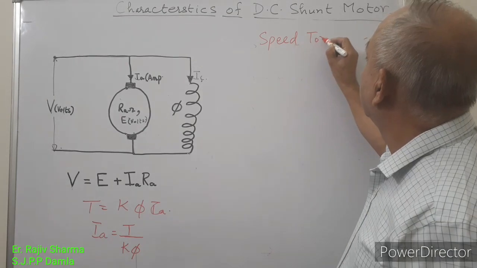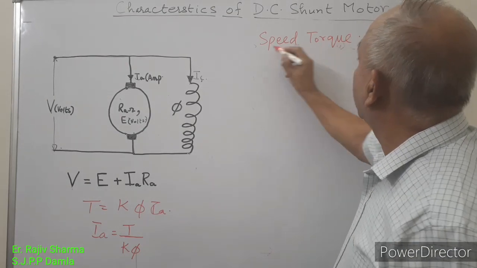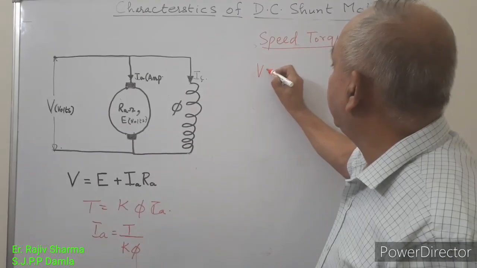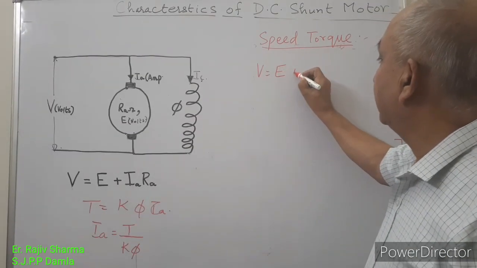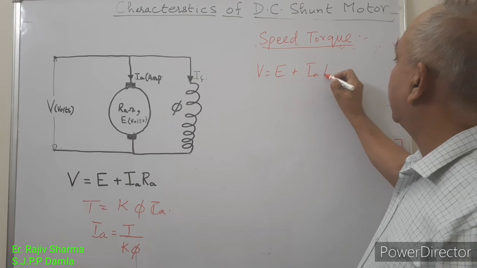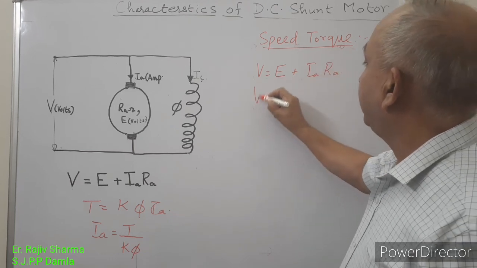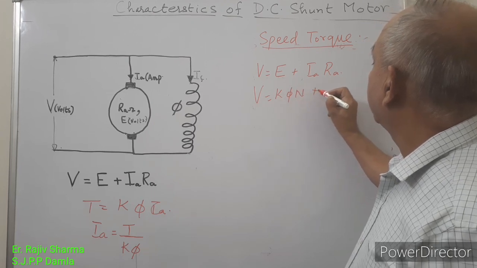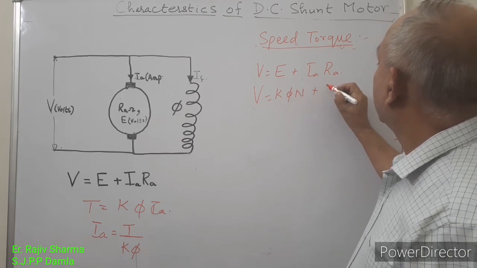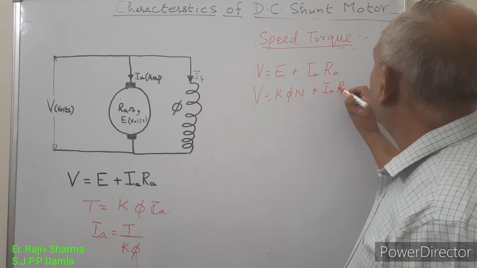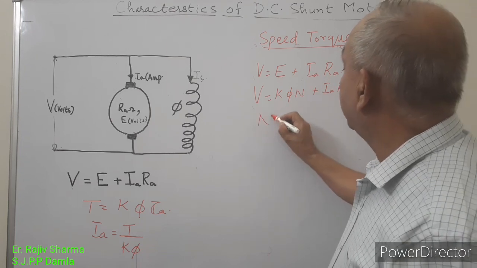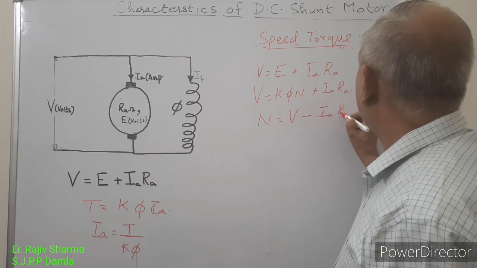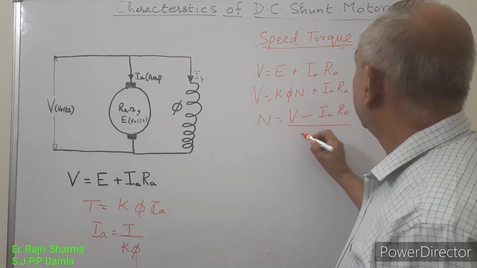Speed torque characteristics. Coming back to the same equation, V is equal to E plus Ia Ra, where E is equal to K phi N, so V is equal to K phi N plus Ia Ra, or N is equal to V minus Ia Ra upon K phi.